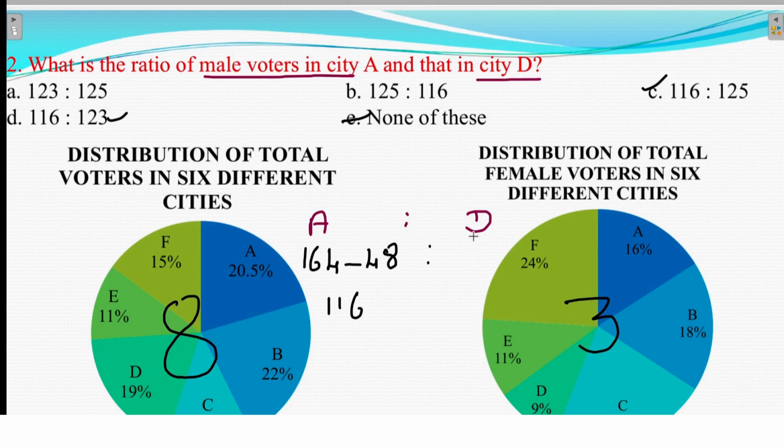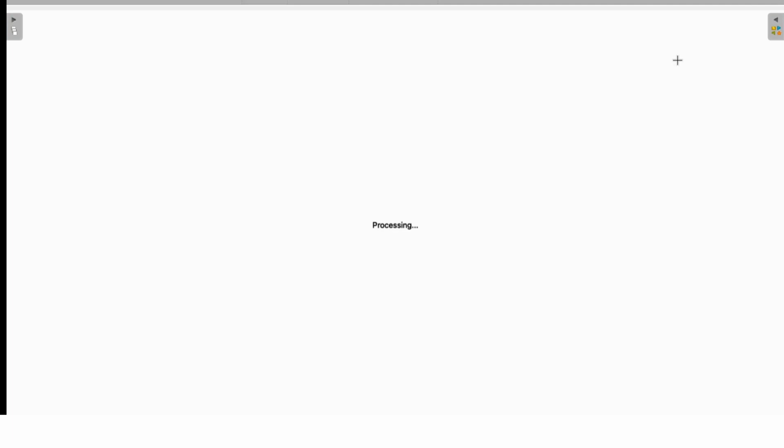Total D will be 19 into 8, 152 total population. In that I have to remove the females. In D department, 9 into 3, 27 females I have to remove. Then 152 minus 27, 150 minus 25 also I can do. That will be 125. So your answer will be 116 is to 125. That will be your answer. I hope it is clear. Let's do one more.